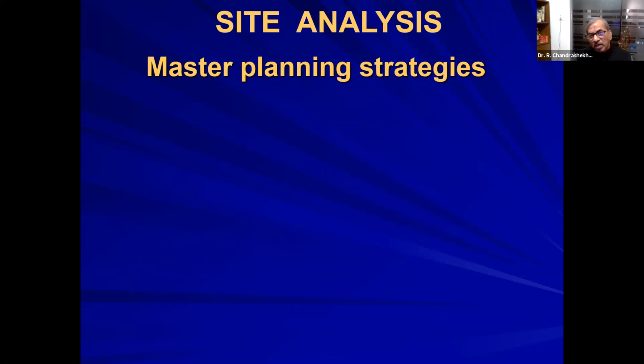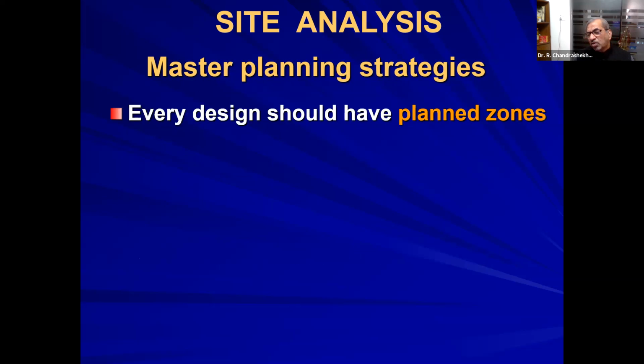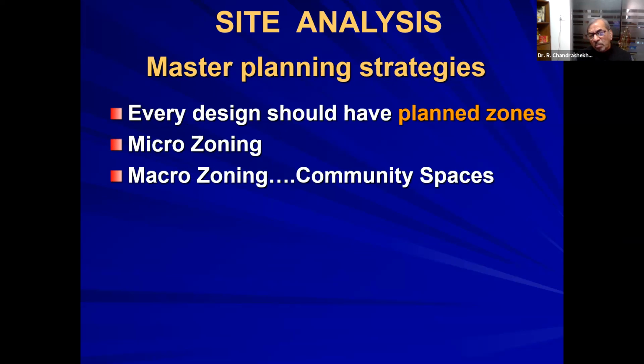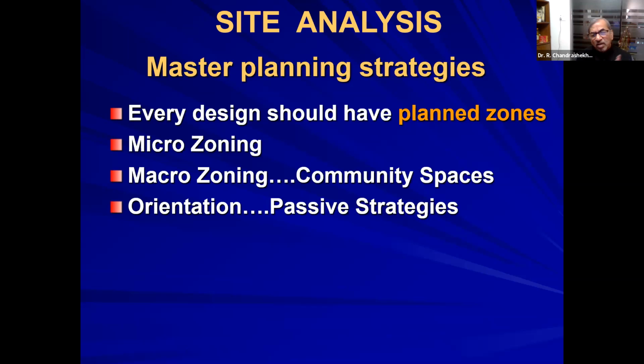Master planning, important, in which every design should have a planned zone. Zoning is very, very important, and in that, the micro zoning and the macro zoning of the community spaces. Micro zoning is the interrelationship with each space, how they are connected, how they are going to be working out. And orientation, use the passive solar architecture, shading technology, all is available now, literature is available, so that your building is a very energy efficient building.